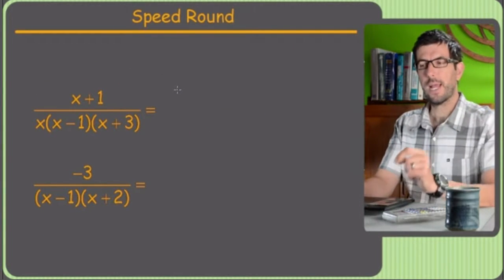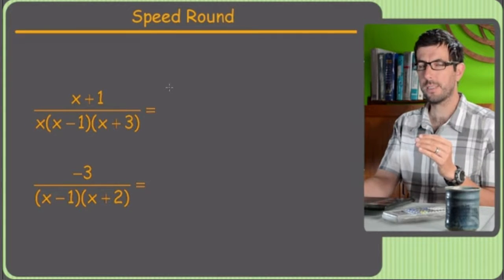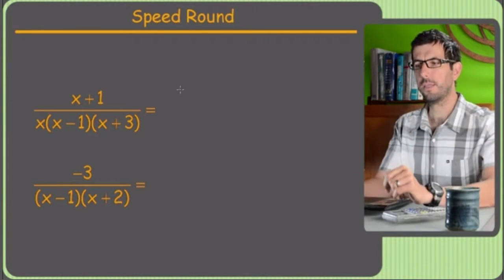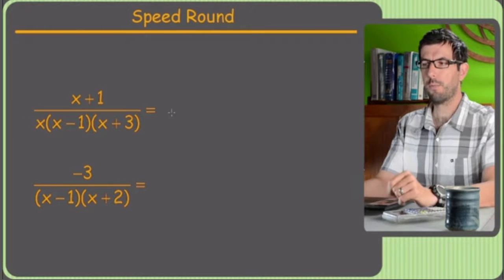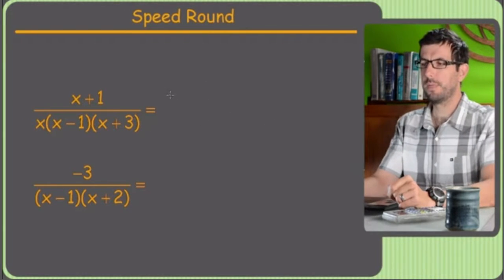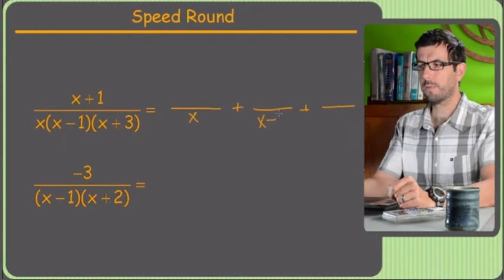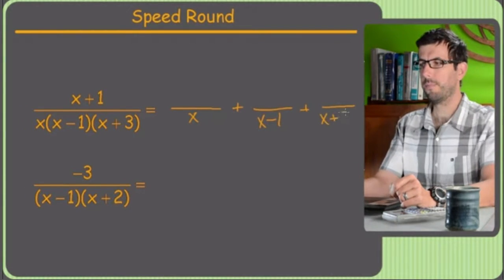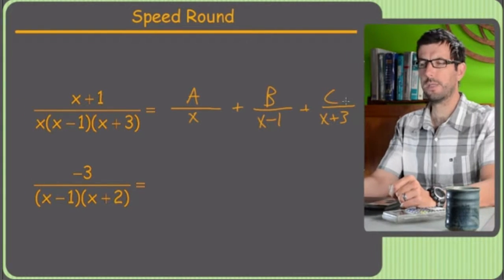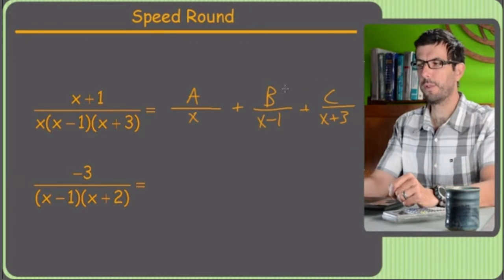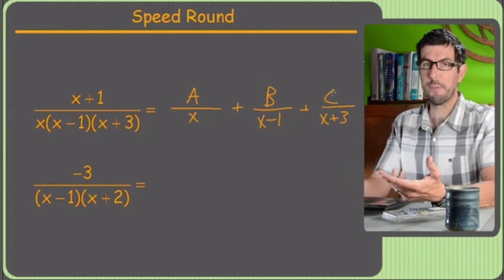All right, speed round. We're not actually going to fully plug and chug through the process. I just want to give you practice on how to spot what your breakdown should be. So I've got 3 things downstairs, which means I need 3 fractions. So one is x, one is x minus 1, and one is x plus 3. And then up top I just put an A. I just need 3 letters, and usually what a lot of books do is use capital letters. The books that are good use capital letters.